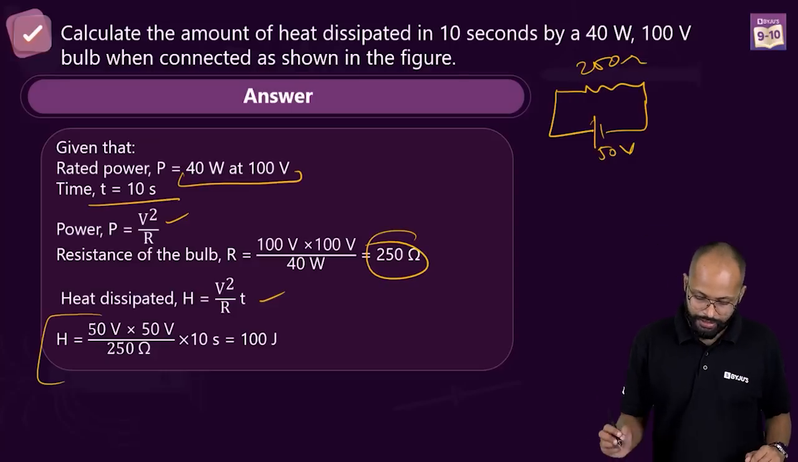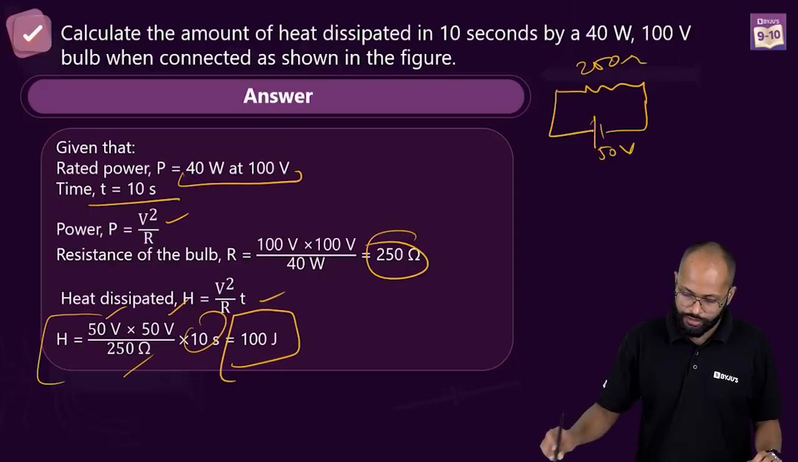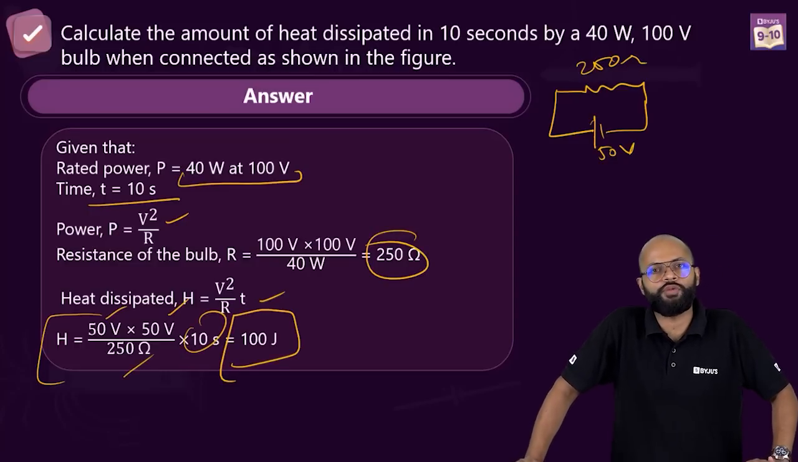So you will find the heat dissipation as V square upon R into T. 50 into 50 upon 250 into 10 is 100 joules. And that's how you were supposed to solve this question.